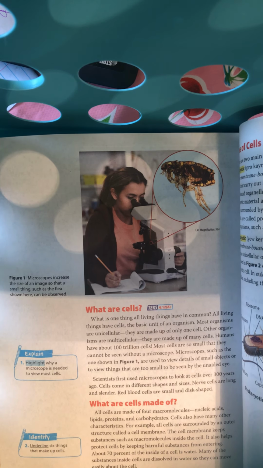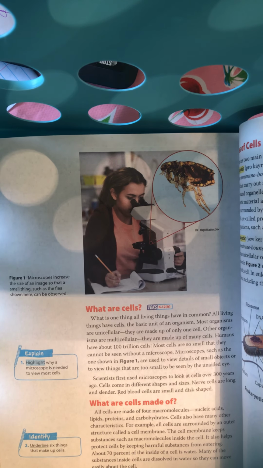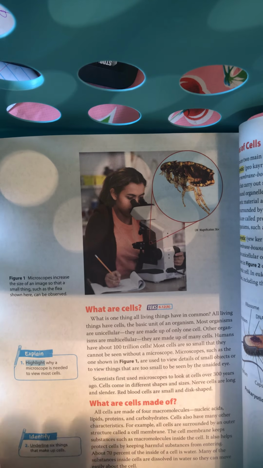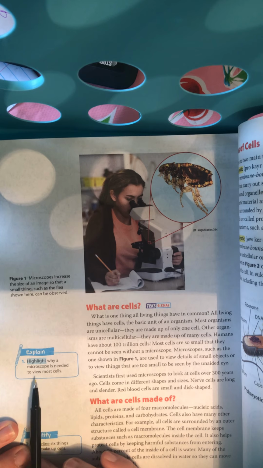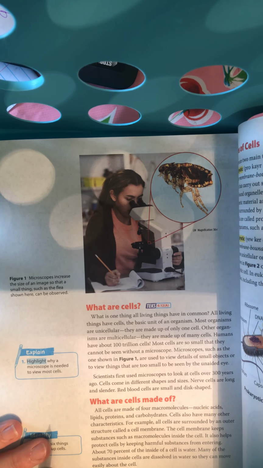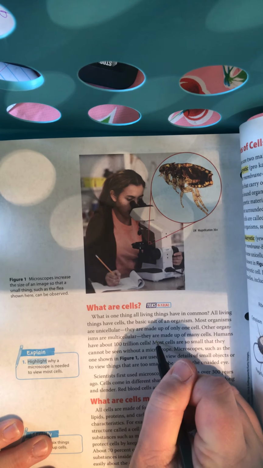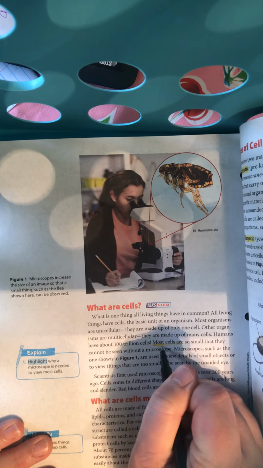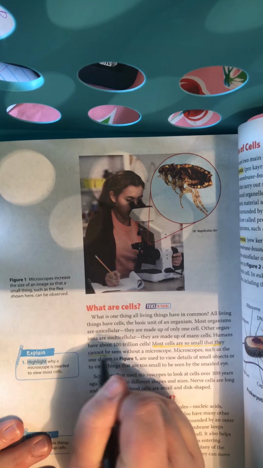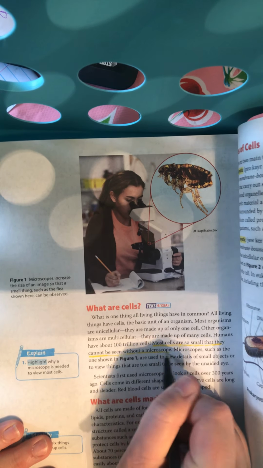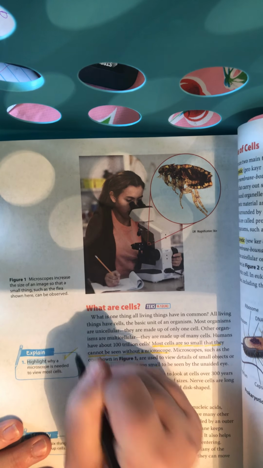Okay, remember when you're doing this, snap a picture of what you're doing so that your teacher can see what you're doing. They got a picture of a flea up there. Okay. Highlight why a microscope is needed to view most cells. Let's see if we can find that. Most cells, I don't have a highlighter, but I'm just going to underline it in yellow. Most are so small that they cannot be seen without a microscope. So I'm just going to check that I did that.